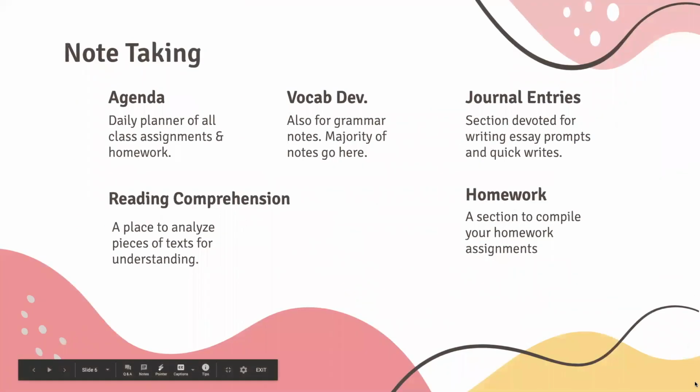Next, we're going to be going over note-taking. Your notebook will consist of 5 sections. The first one is the agenda, like we mentioned before. Next is the vocab development, where you'll compile also your grammar notes. Majority of your notes go here, and it is important to stay organized so you can keep tabs for your rhetoric and your analyses. Next is your journal entry section.